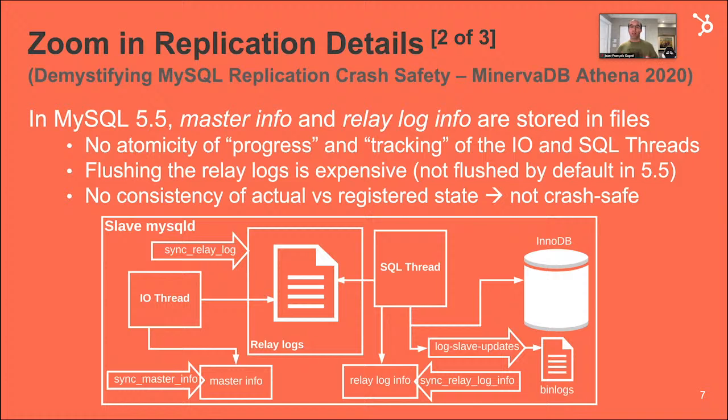The IO thread writes, in general, to the Linux operating system memory. When we ask the operating system to put this to disk, so that it stays on disk after a crash, that is flushing. If we flush every time the IO thread reads a transaction, it's quite slow. So after a crash, the relay log might not match what it was before the crash. So MySQL is not crash safe in 5.5.